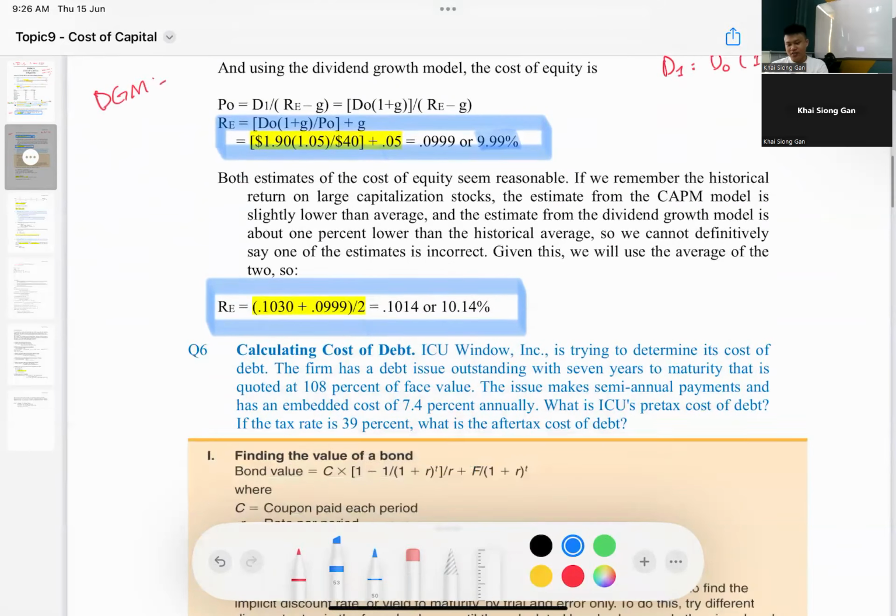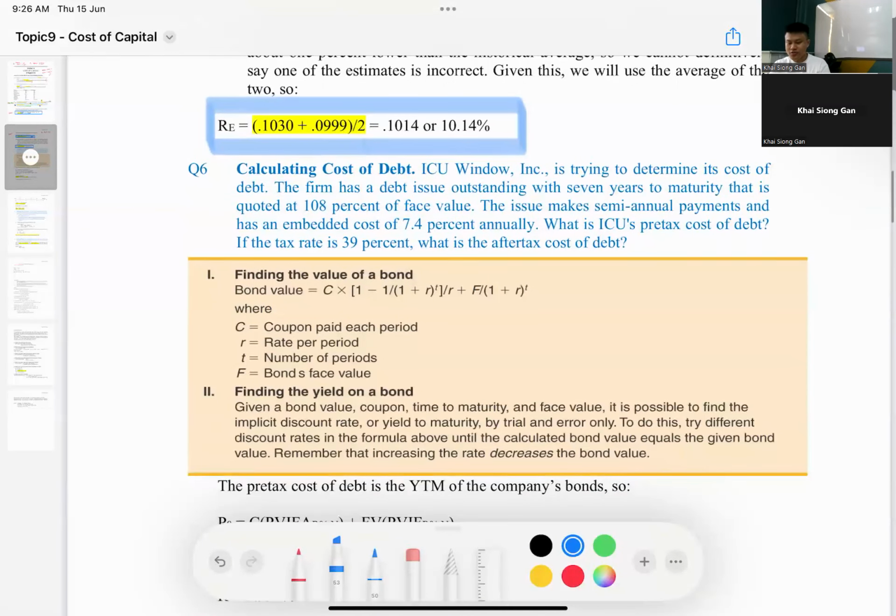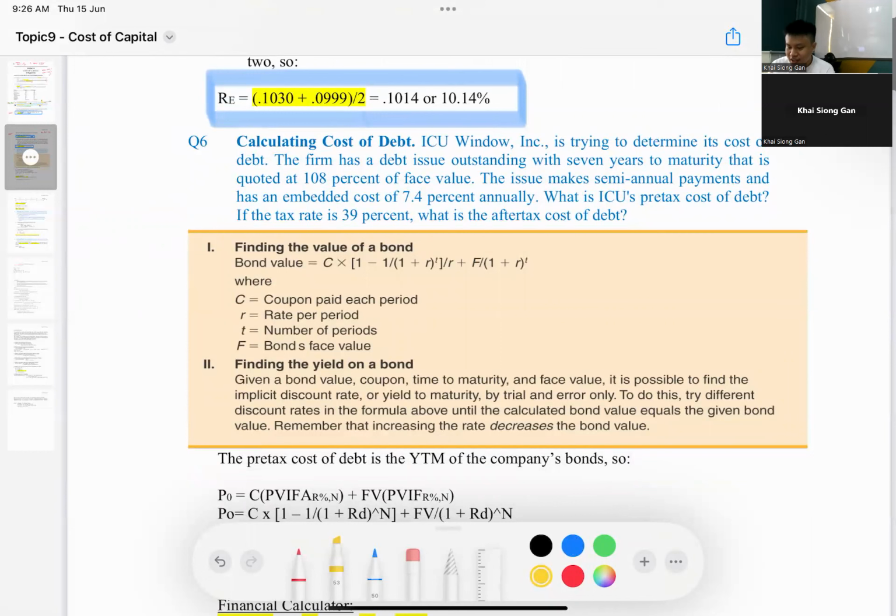Okay, let's continue. Next one, cost of debt. This is bonds, calculation of bonds. ICU Window Incorporated is trying to determine its cost of debt. The firm has a debt issue outstanding with 7 years to maturity that is quoted at 108% of face value. Tricky, yeah? What is this 108% of face value? That means this is to calculate the present value. When you want to buy this bond, you have to pay 108% of the face value. You must know what it means though.